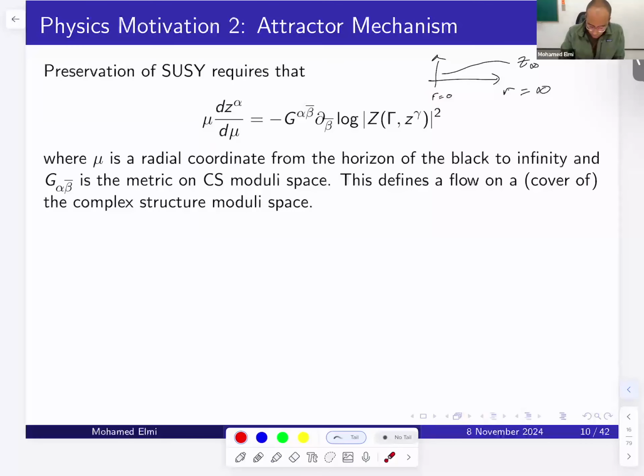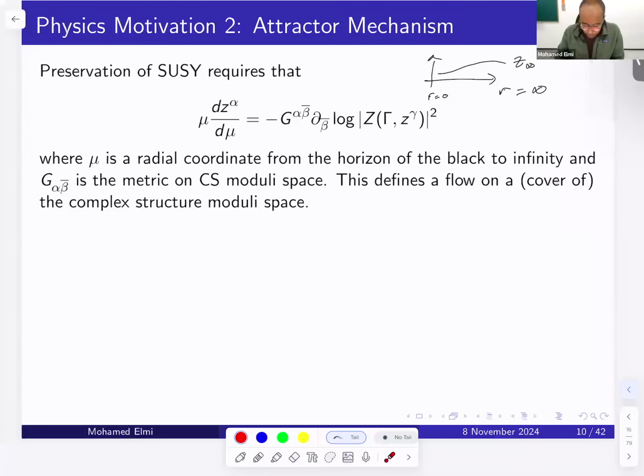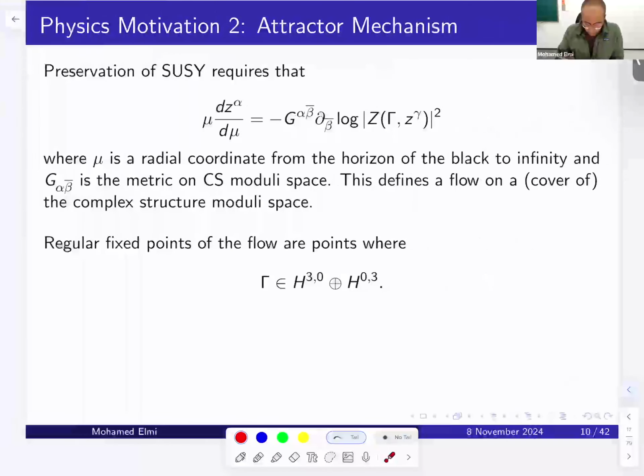So mu is some radial coordinate. This G is a metric on your space of complex structures. We saw the scalar potential earlier, so you just take derivatives of the scalar potential. That will give you the metric. And this differential equation will define a flow on your space of complex structures. And this can be another exercise. You have to use an identity from special geometry, which we'll see later on in this talk.